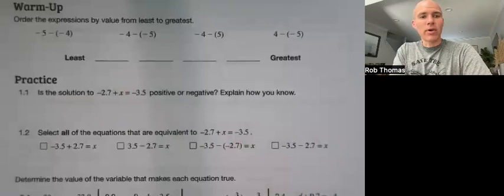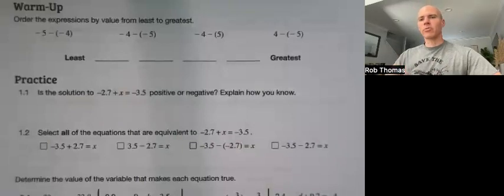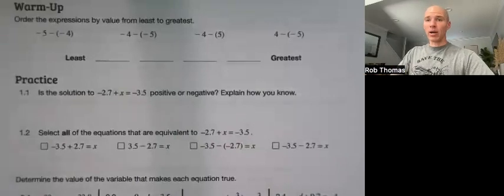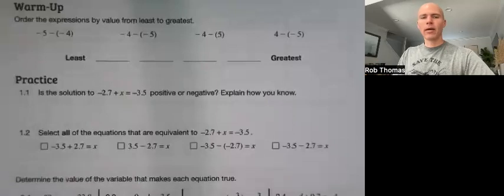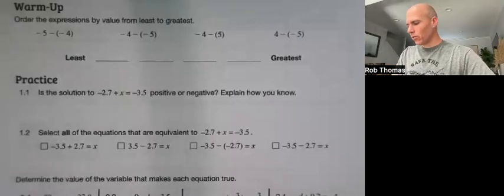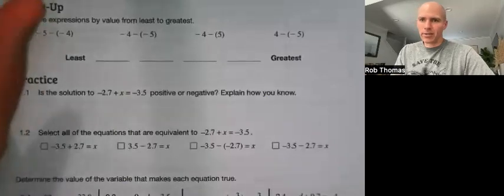So it looks like the first thing they want us to do is order the expressions by value from least to greatest. So the value of an expression is just what you get when you evaluate the expression. Evaluate has the word value in it. And to evaluate an expression just means do the math and get an answer. So in the end, really the value is just the answer. So let's just do that. Let's just see what the answers to these are.